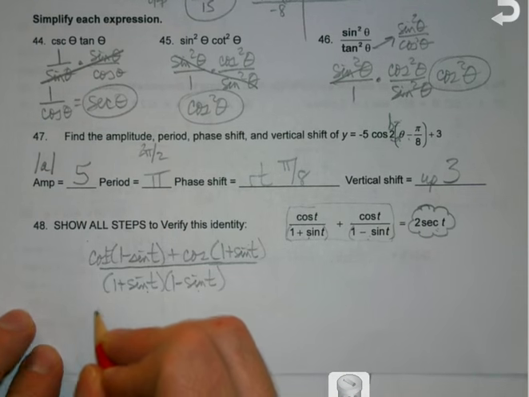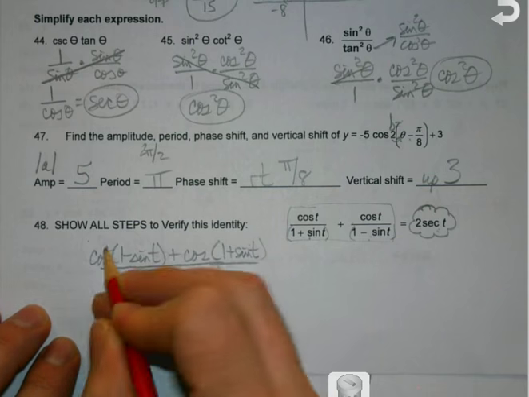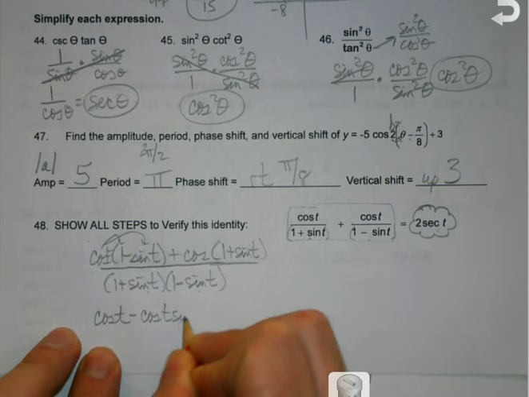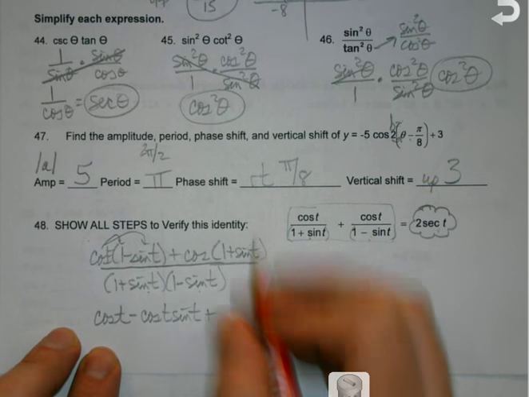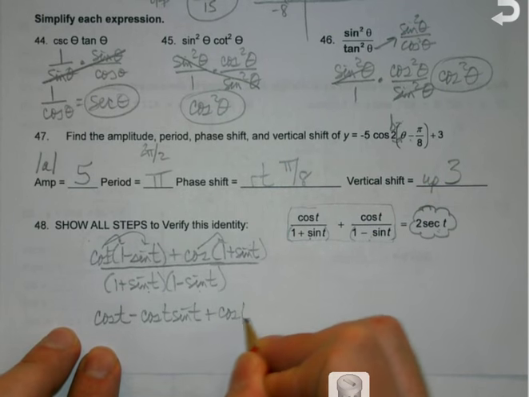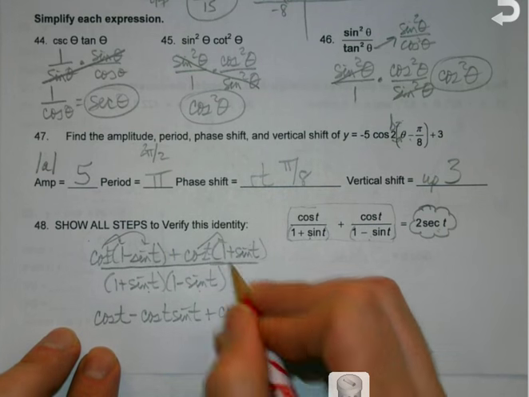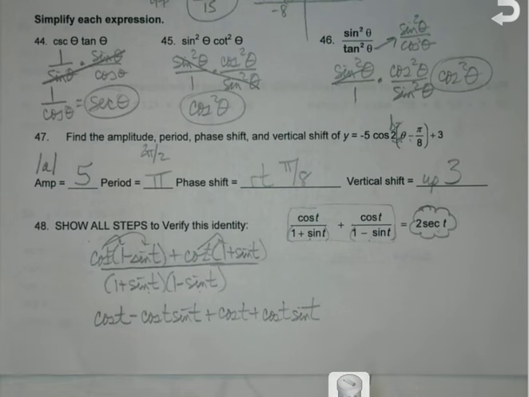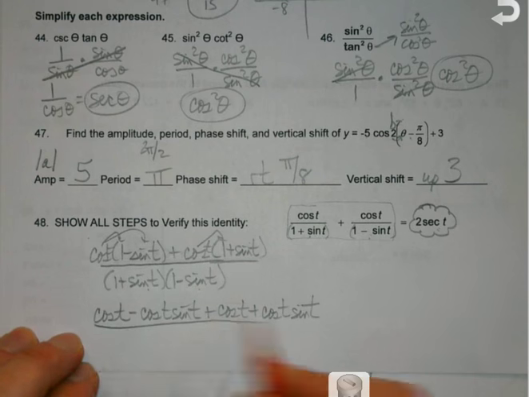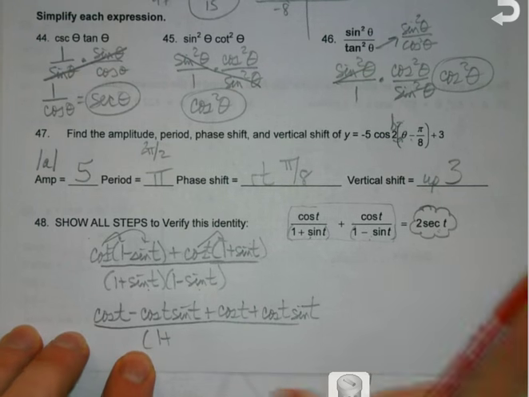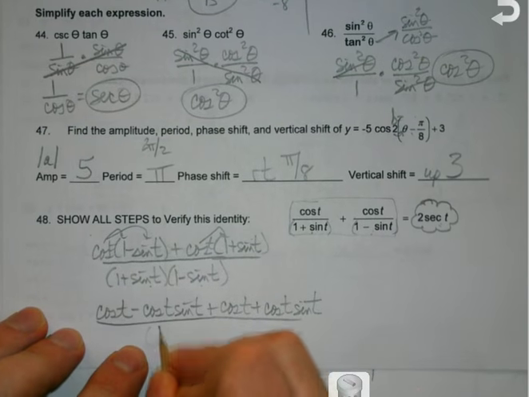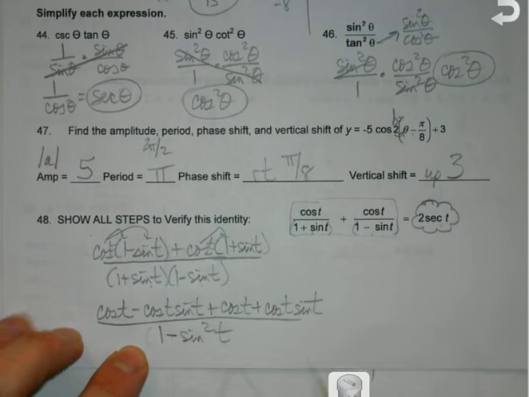Distributing. Okay, I'm going to come down here first. So cosine t minus cosine t sine of t plus cosine t plus cosine t sine of t. All right, let's see what happens here. All over. Wait a minute. 1 plus sine, 1 minus sine. 1 minus sine squared t. That could come in handy.